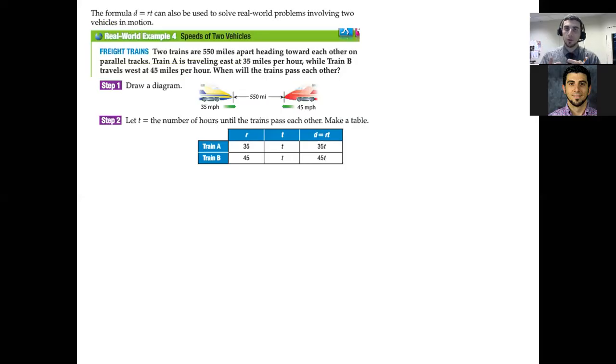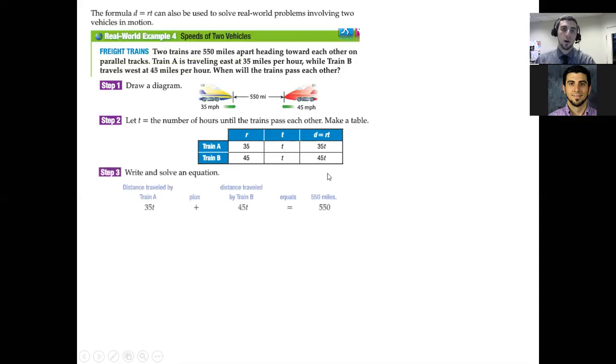Now they're going at different rates, so they might have traveled different distances to get there. But if the answer is 2 hours, each train had to go 2 hours and then they meet. Okay, so let's write and solve an equation. The distance traveled by train A plus the distance traveled by train B should equal 550 miles, because we know how many miles there are.